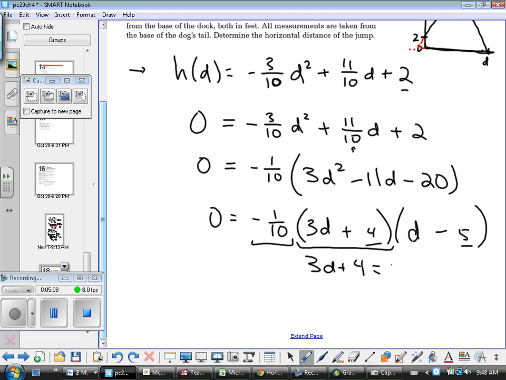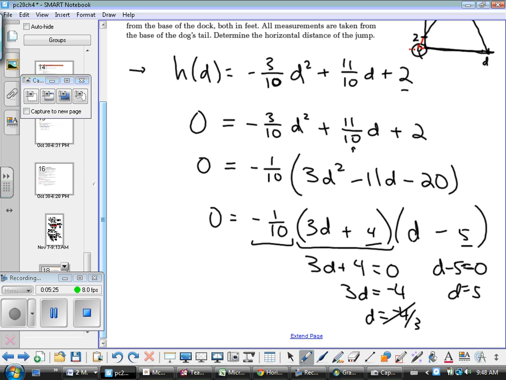3d plus 4 equals 0. 3d equals negative 4, so d equals negative 4/3. That's going to be this one over here that we didn't really care about. So that actually is an extraneous root, we call that. And d minus 5 equals 0, or d equals 5.